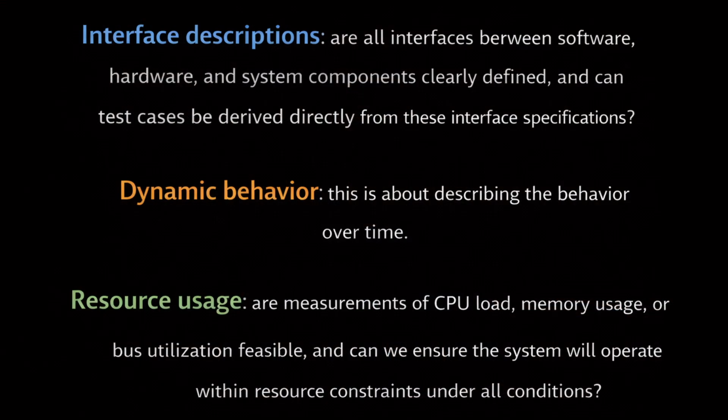Third point is resource usage. This answers the question, are measurements of CPU load, memory usage, or bus utilization feasible, and can we ensure that the system will operate within resource constraints under all conditions? Verifiability ensures that the architecture is testable and measurable. Without it, even a suitable and feasible architecture that cannot be fully verified creates risks for safety, reliability, and compliance.